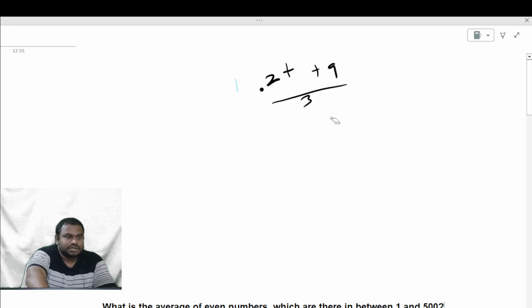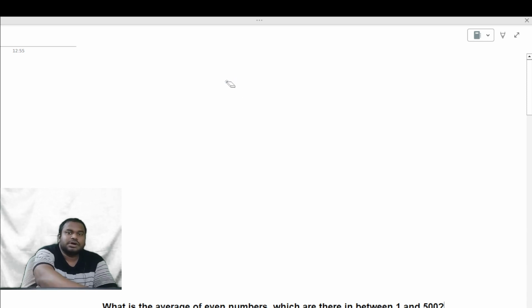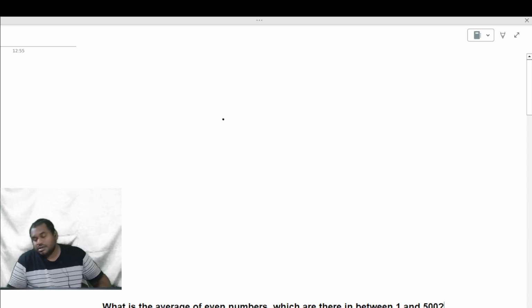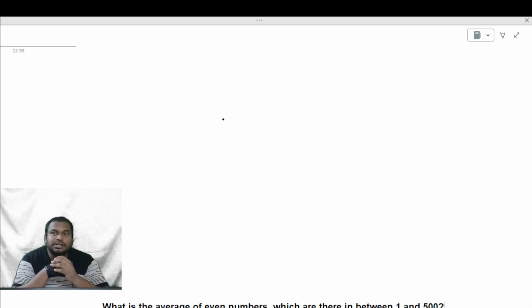Now we get into the topic. I told you some formulas: suppose the numbers are in arithmetic progression, then how can we solve their average? What is arithmetic progression? You are aware of it. Arithmetic progression is nothing but the common difference between the numbers is the same. Then they are said to be in arithmetic progression.